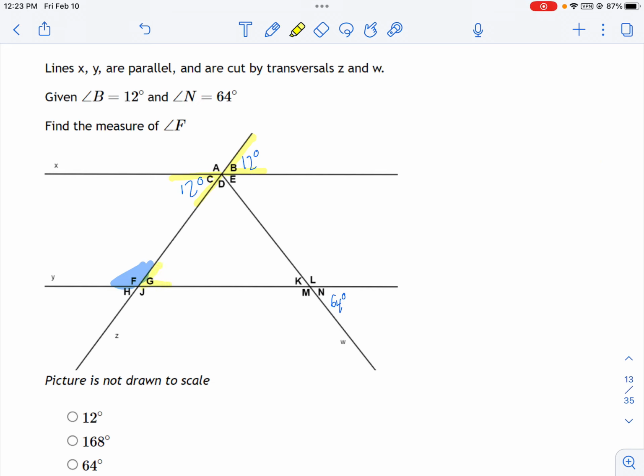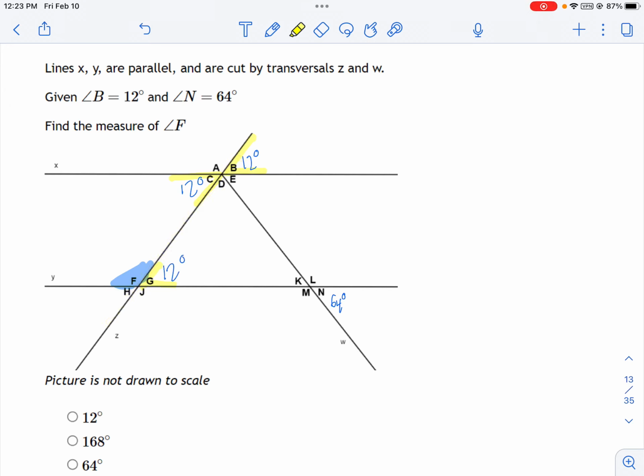Okay, we have another angle theorem that says that you have alternate interior angles. So angle C and angle G would be an example of alternate interior angles because they're both inside of the parallel lines on the alternate side of the transversal. Okay, which means that's also 12.